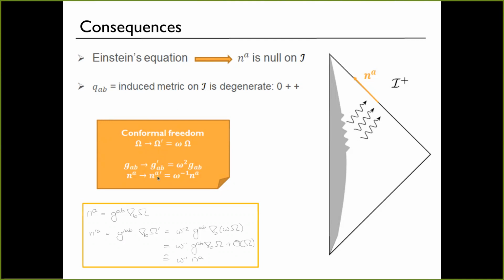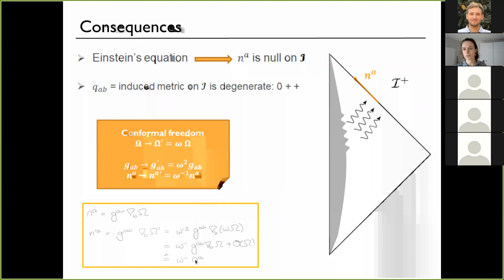And your normal vector will also be different with this omega inverse factor, where that omega inverse factor comes, of course, from the fact that the normal is defined with the index up, with the conformally completed metric and the gradient of omega. So now if you prime everything, you now get the prime here. And of course, because it's the inverse metric, we get omega to the power -2 instead of 2. And these terms cancel out. And we get a factor of omega to the power -1 n^a on scri.